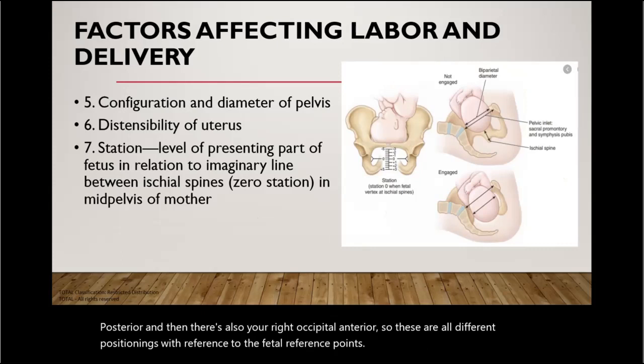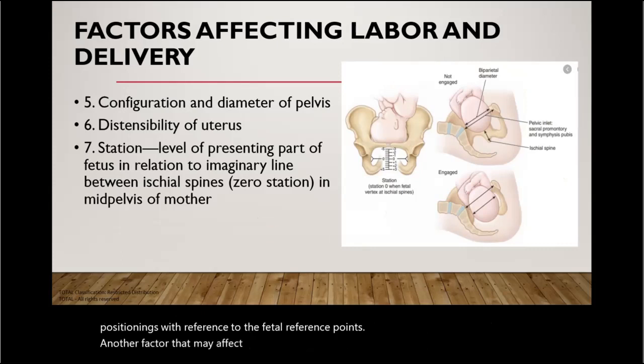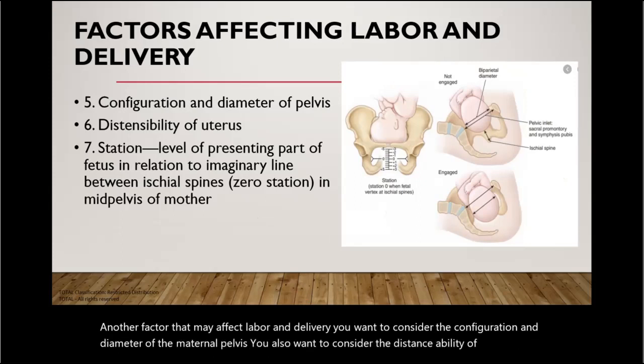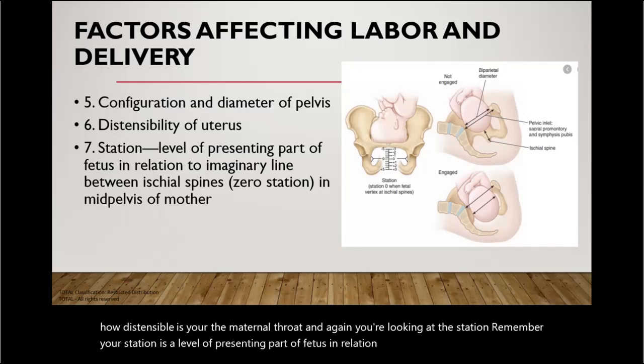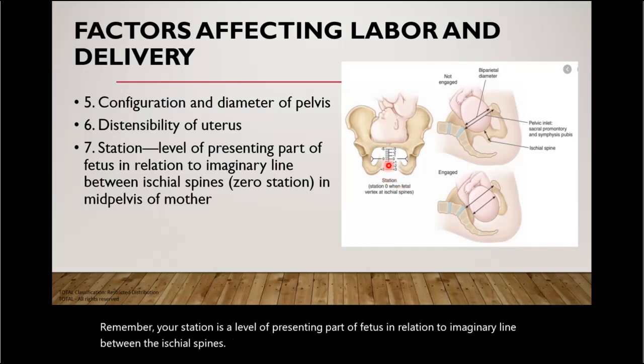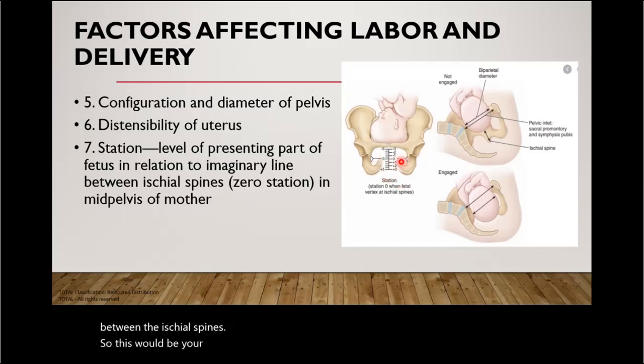Another factor that may affect labor and delivery, you want to consider the configuration and diameter of the maternal pelvis. You also want to consider the distensibility of the uterus. How distensible is the maternal uterus? And again, you're looking at the station. Remember, your station is the level of the presenting part of the fetus in relation to the imaginary line between the ischial spines. So this would be your station. It's the 0 station in the mother's pelvis. So this is at 0.